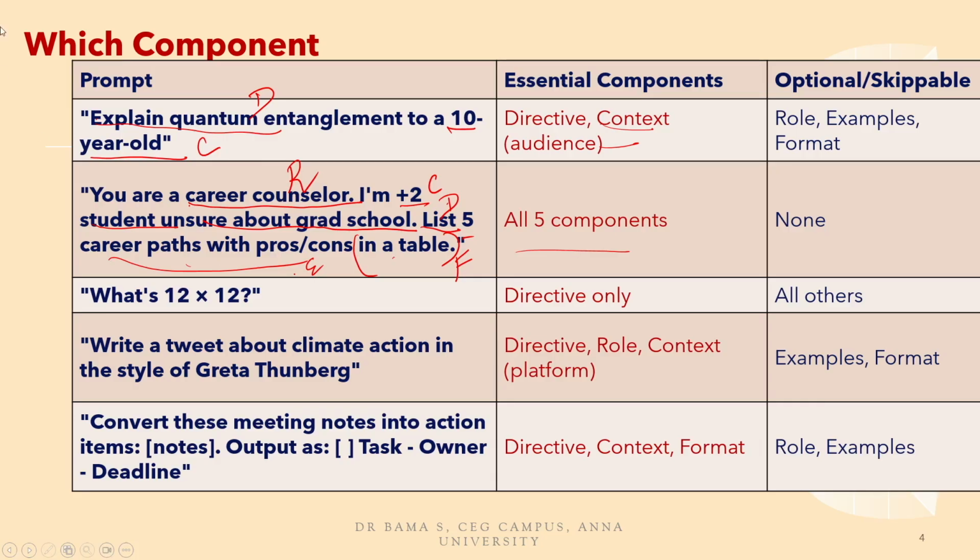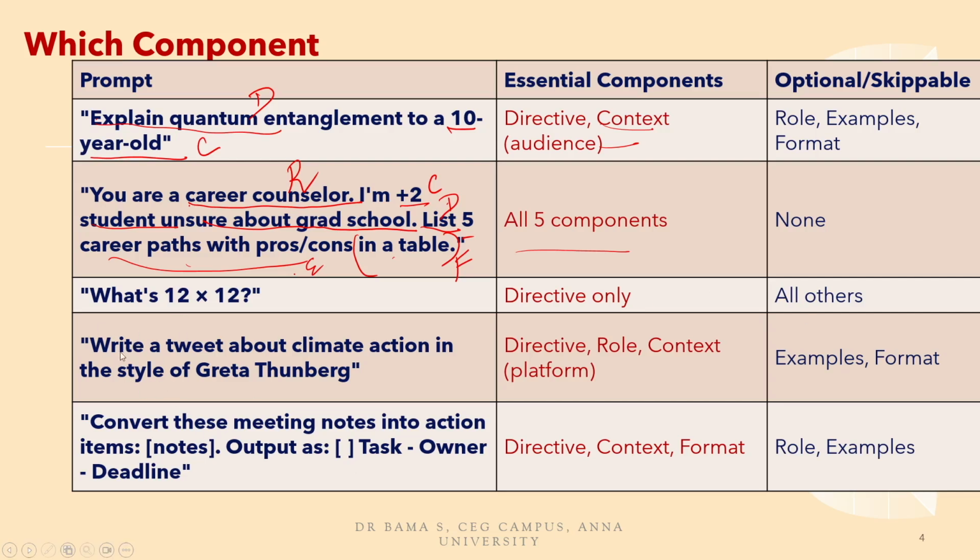The third prompt, what is 12 multiplied by 12? This is a simple factual, only the directive. In fact, it is not even a directive, just a simple fact. So, except directive, all others are going to be optional here.